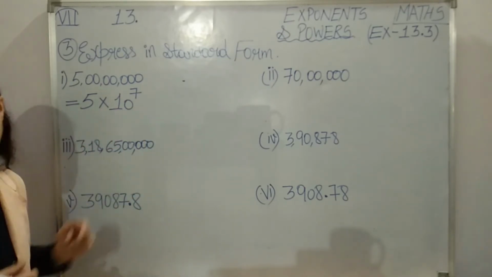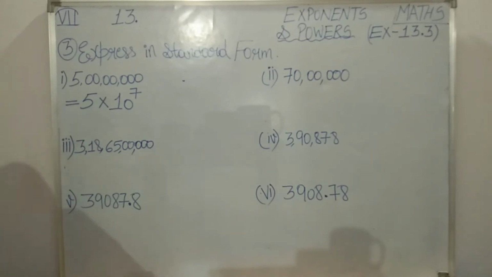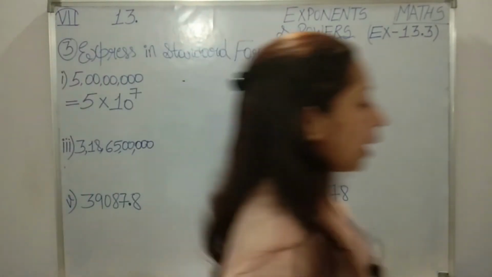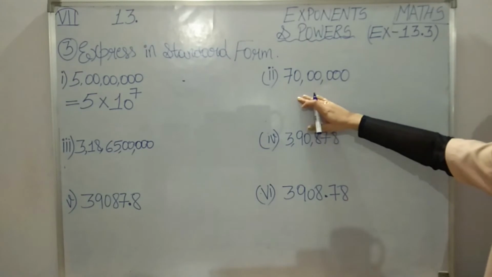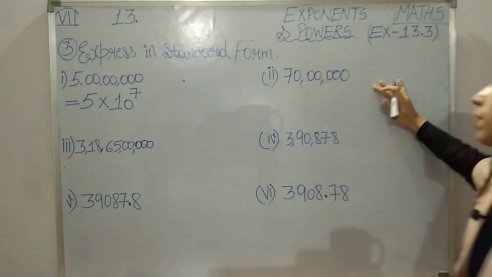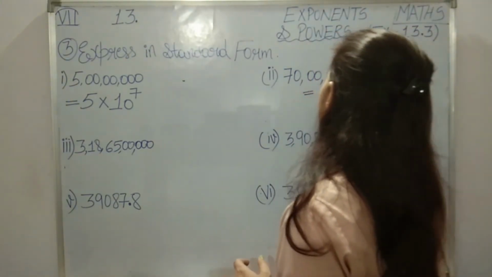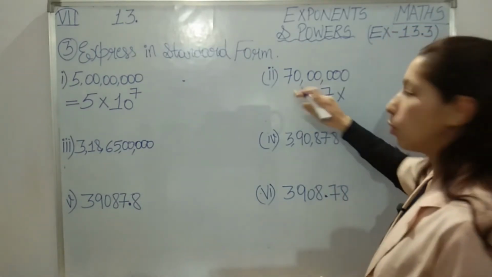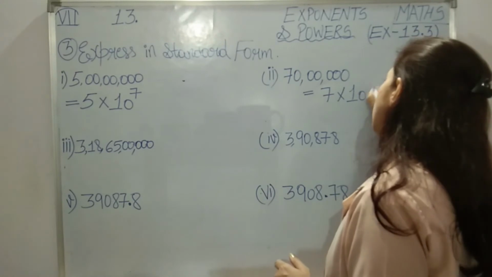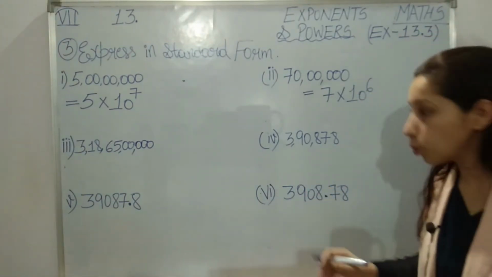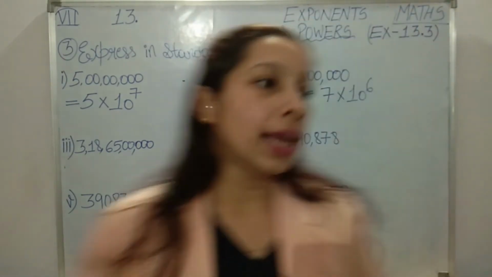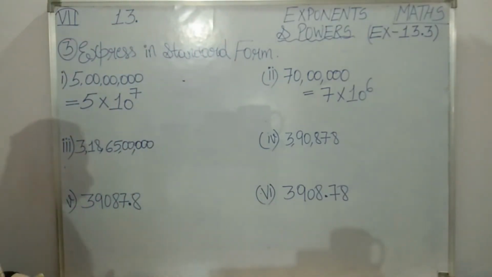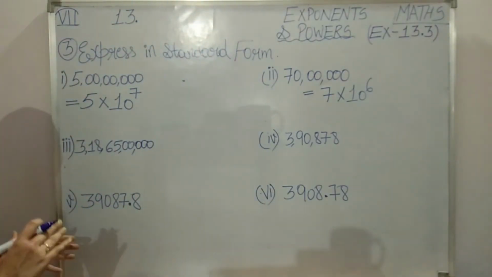Let us see the second point, students. Second point again, we have to write 7 into power of 10. No problem. Let us see. So students, 7 into 1, 2, 3, 4, 5, 6. So 7 into 10 raised to the power 6. Done. Got it, students? Now third question. In the third question there are some other numbers also, but no problem. We are going to do the same thing.